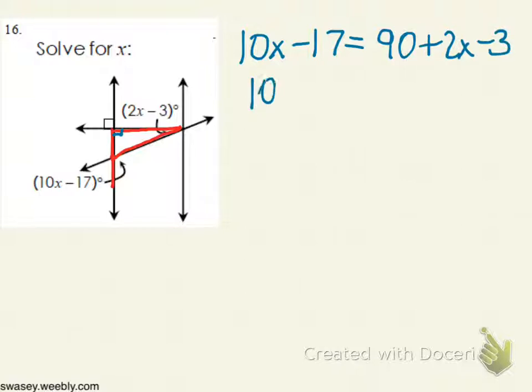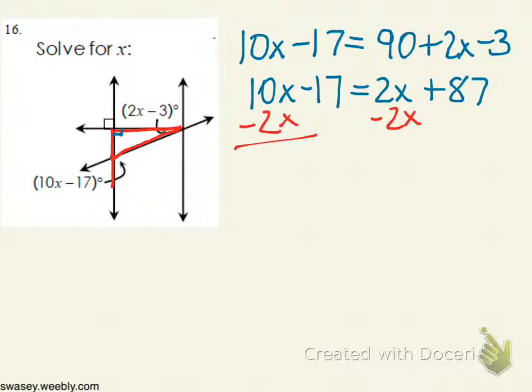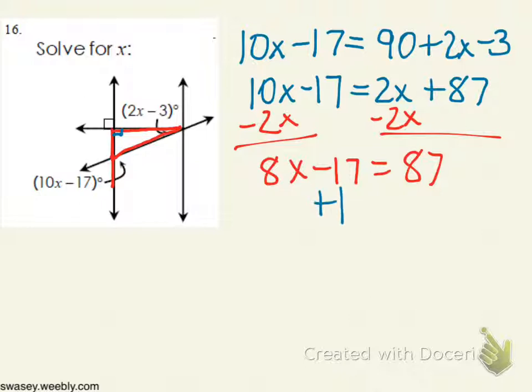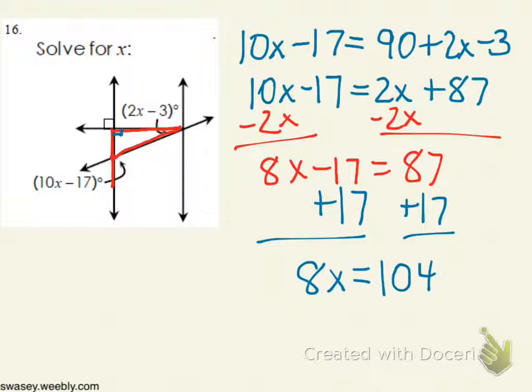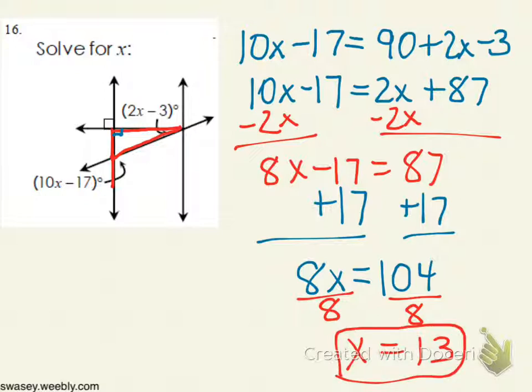If we combine like terms on the right side, the 90 plus negative 3 is 87. And then we've got variables on both sides. We'll subtract 2x from each side. And we'll add 17. And we'll divide by 8. So we get 13. We found x. That was our goal. So we're done with that problem.